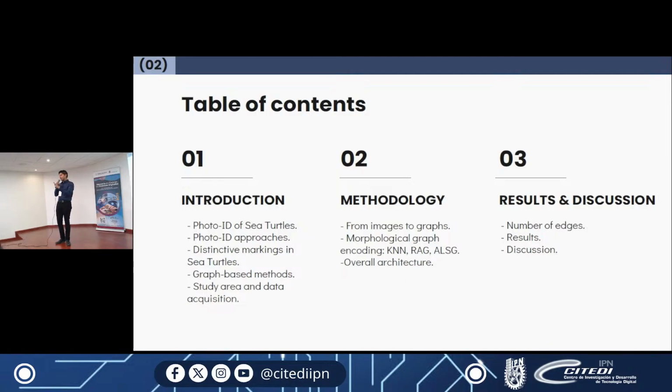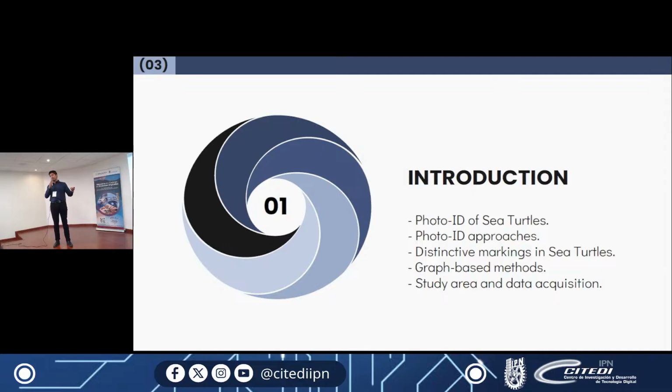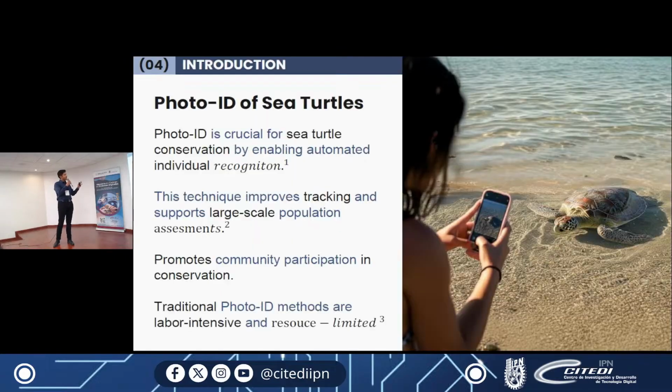In the second part, I will explain the methodology to convert the image to graph, and the morphological graph encoding using 3 techniques. And finally, the overall architecture. And in the third part, I will discuss the results and the discussion. So let's start with the introduction.